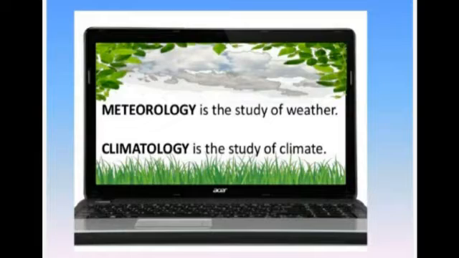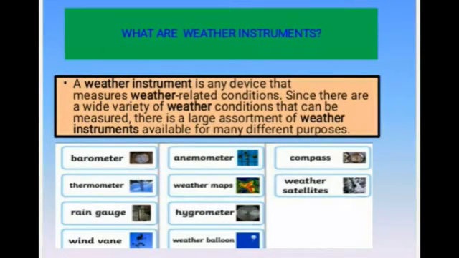So first we saw the definitions of meteorology, isn't it? So the study of weather is called meteorology and the study of climate is called climatology. So who are called the meteorologists? The scientists who study weather are called meteorologists. Then we discussed weather stations, weather ships, weather balloons and weather satellites. Okay. So next we saw what are weather instruments.